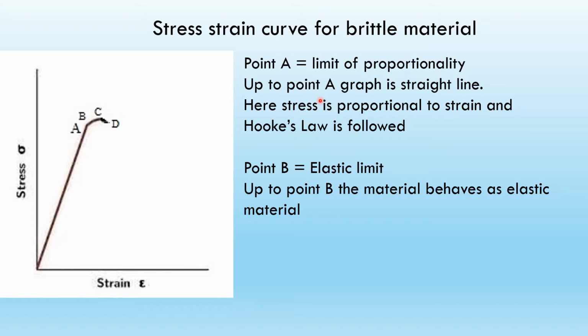So the point A, limit of proportionality, that means up to point A the graph is a straight line. Here stress is proportional to strain and Hooke's law is followed. So from the origin up to A is the straight line. Point B is elastic limit. So up to point B the material behaves as an elastic material.